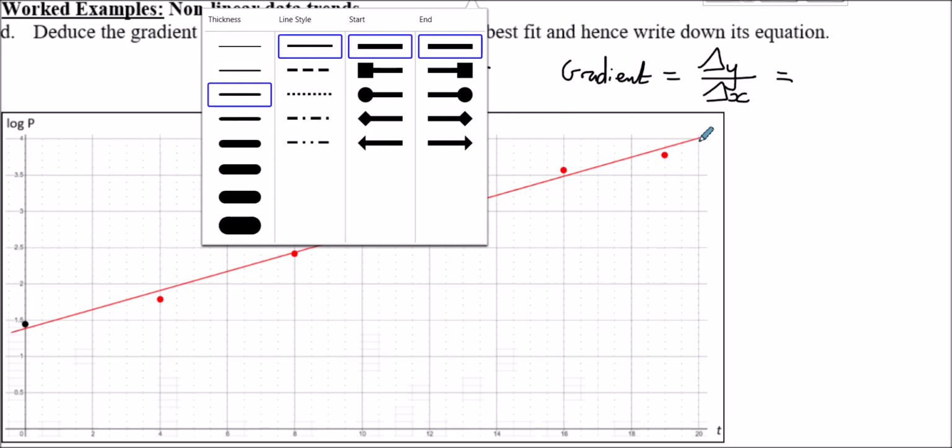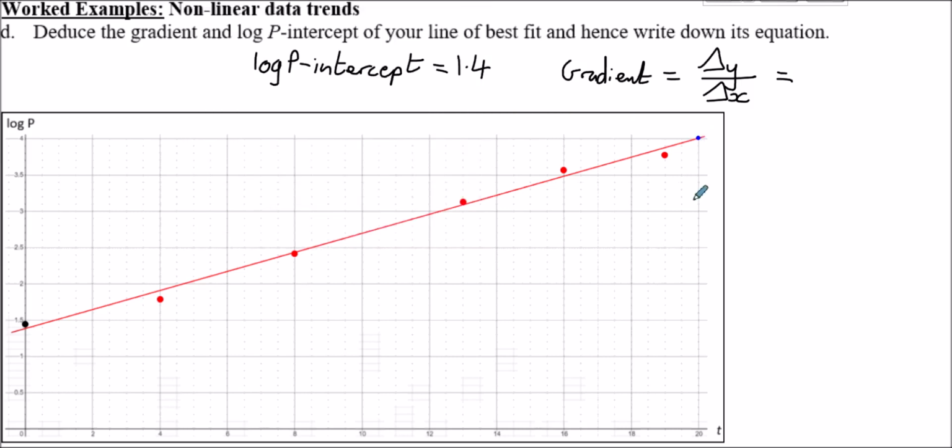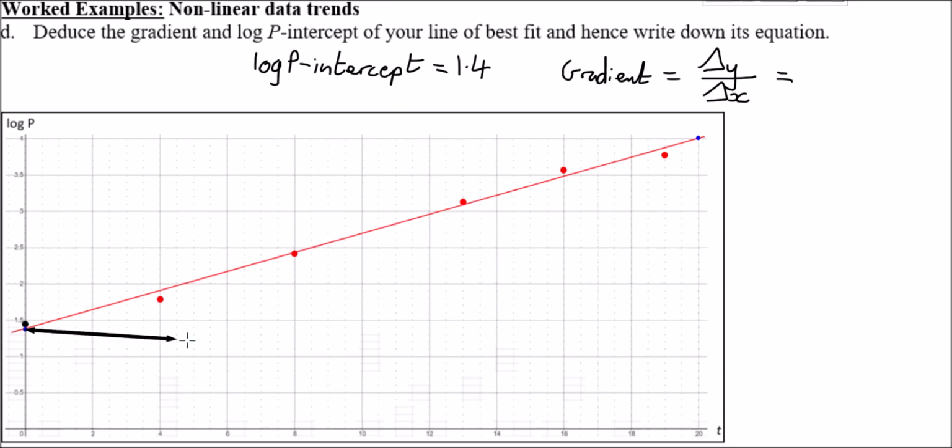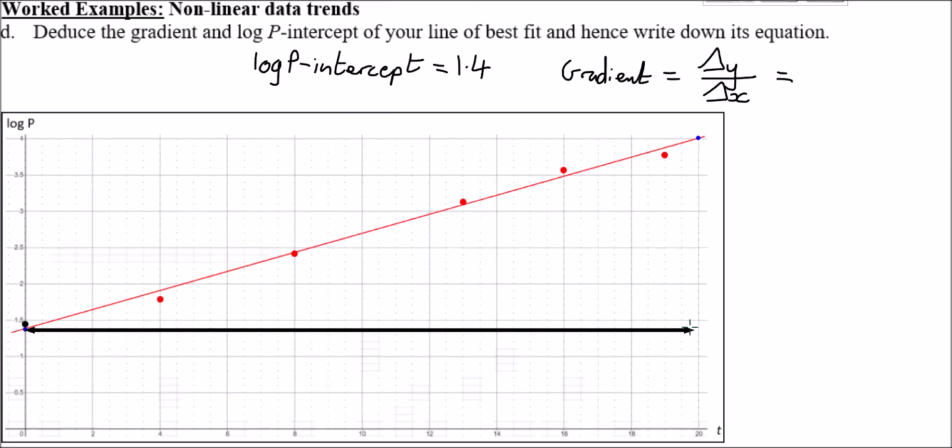So I'm going to pick this point here at the end. So that's at 20 and 4. I'm going to pick the intercept itself down here. And so now if I just graph these points, calculate the distance between, so change in x, and of course the change in y, we can then calculate the gradient.